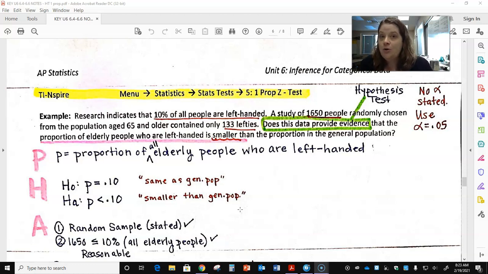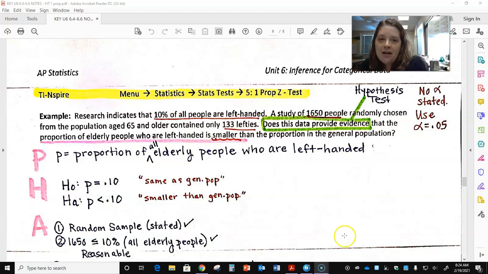The other thing that I note in this problem that keys me in that I may be doing a hypothesis test is the inequality words. I'm looking for smaller than, because I know when I write my alternate hypothesis, I have to put an inequality in there. So this idea of smaller than, that's going to be a less than. So I know I'm going to write something is less than something else.